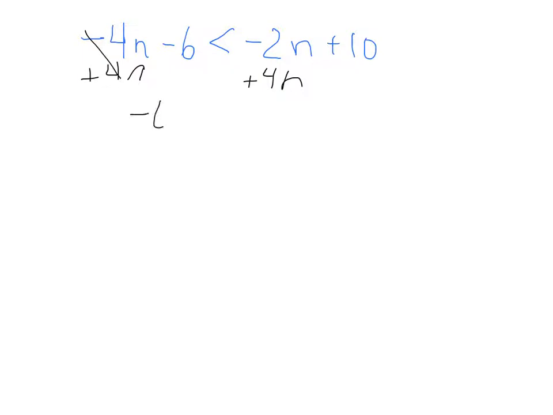So negative 6 is less than, I don't have to flip the sign because I was just adding. Positive 4, negative 2. Signs are different. Find the difference. 4 minus 2 is 2. I have more positives than I do negatives, so it's a positive 2n plus 10. Now I want to undo anything added or subtracted to the variable. Right now there's plus 10, so I'm going to subtract 10.